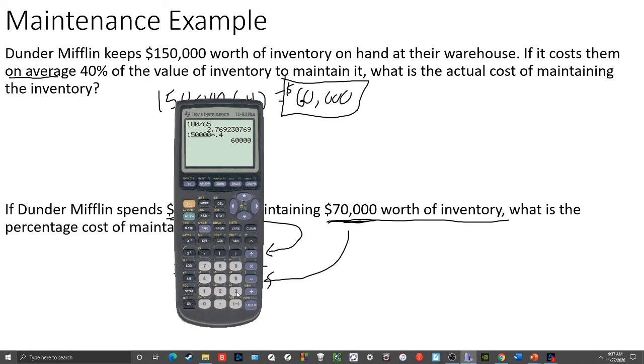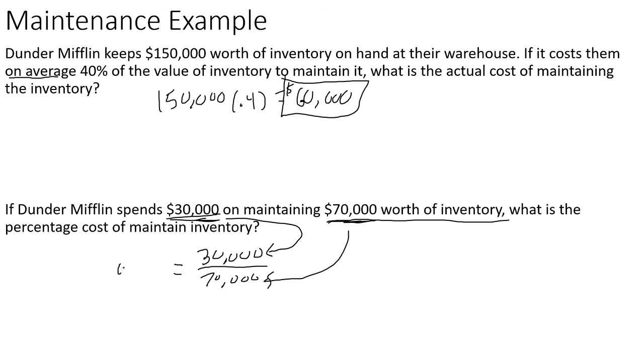So if we do 30,000 divided by 70,000, which is the same thing as 3 divided by 70, 3 divided by 7, we get 0.4285, so we'll say that's 0.429. So 42.9%. Right? Just change it to a percentage. So this year, it cost them 42.9% of the value of inventory to maintain it, which is pretty close to their average, right? So in this case, they were a little bit above their average cost, but not by much.